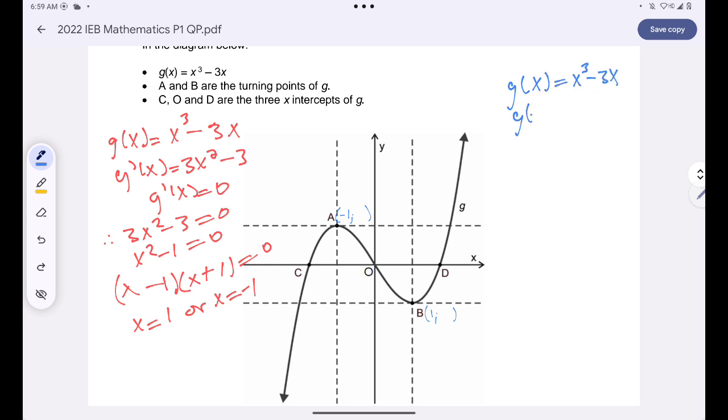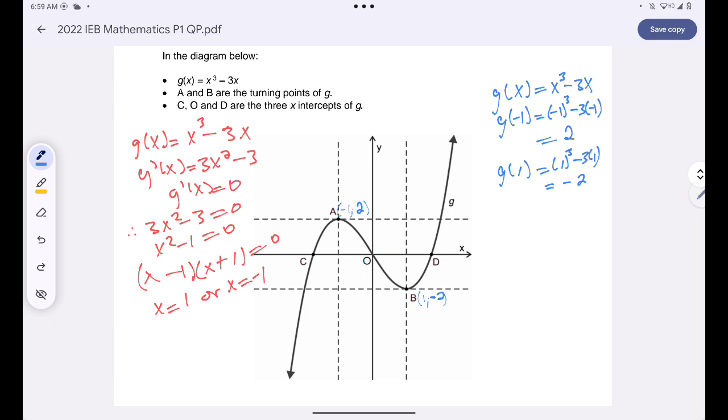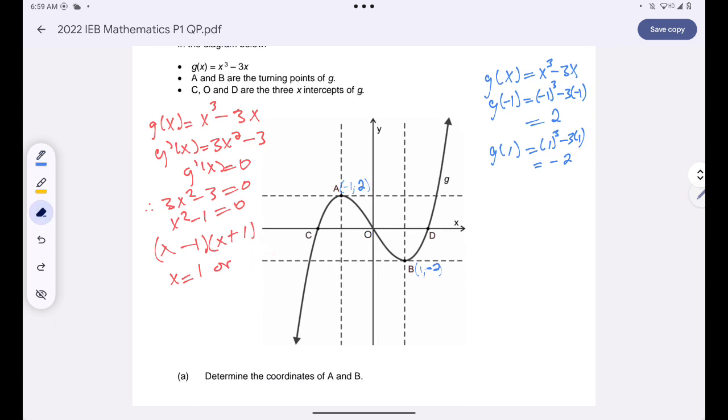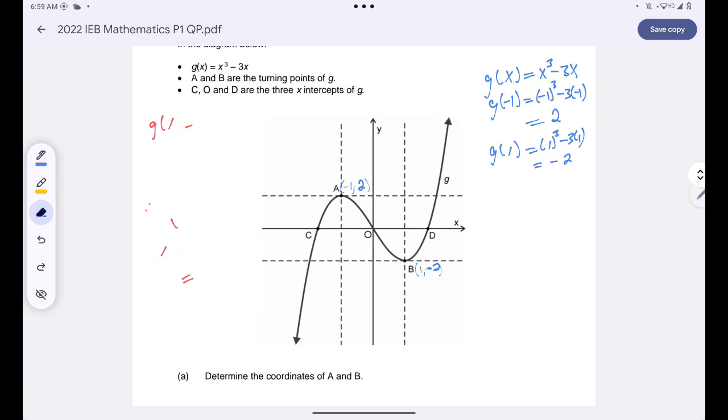So g of negative 1 is negative 1 cubed minus 3 times negative 1. So this will give me negative 1 plus 3, which will just give me 2. So the value there is positive 2. And then g of 1, I'll just have 1 cubed minus 3 times 1. So this will give me a negative 2. Now I do know the coordinates of my turning points.